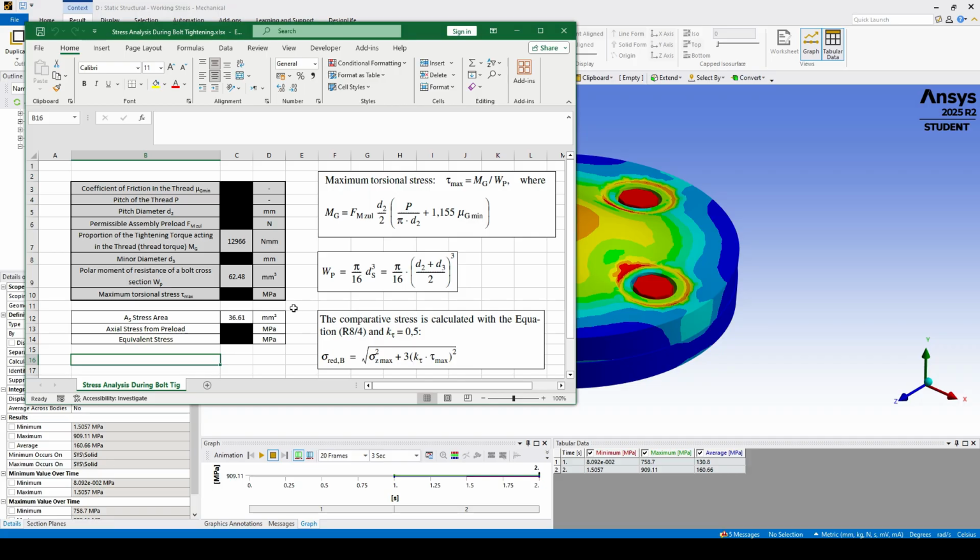The next step is determining the assembly preload, which is the force generated when the bolt is tightened. Depending on the tightening method and the required clamp force, VDI 2230 defines the minimum, target, and maximum assembly preload. In our case, we will use the maximum preload because it produces the highest stress inside the bolt and therefore represents the critical condition during assembly.